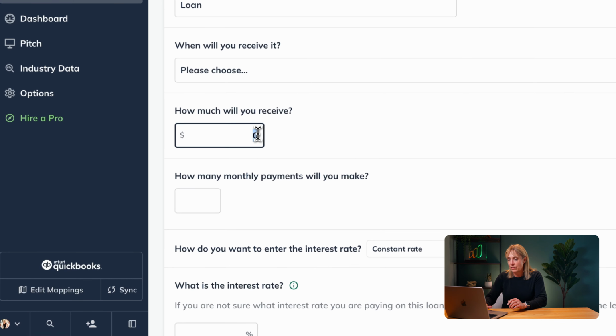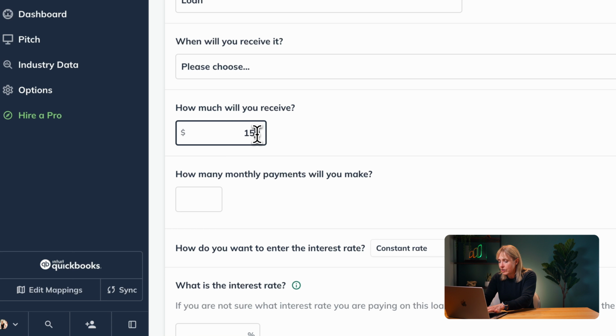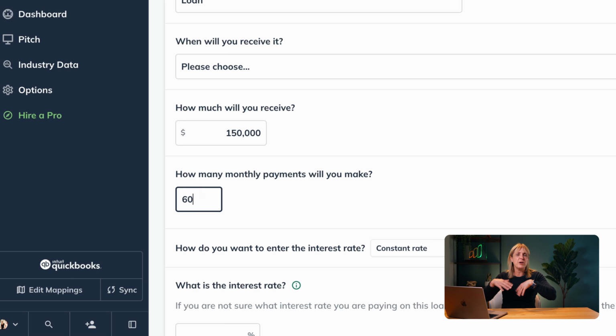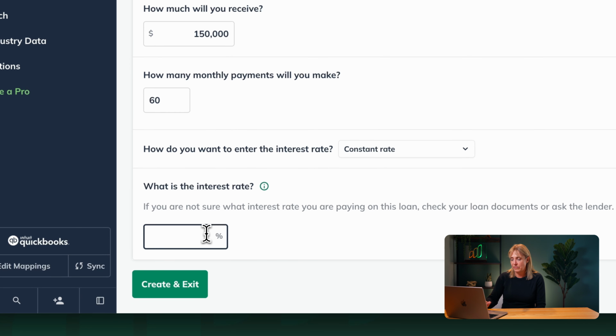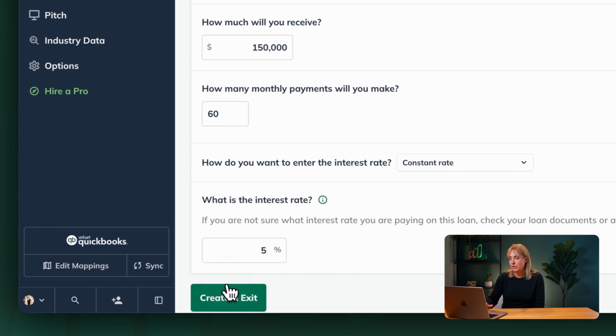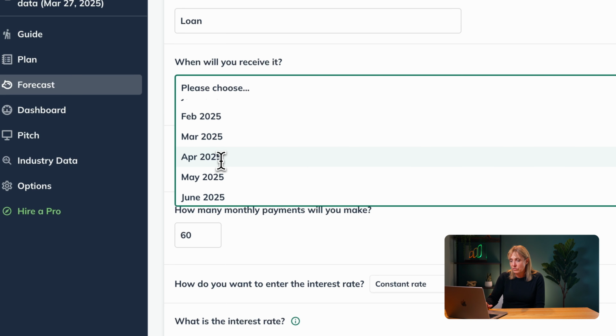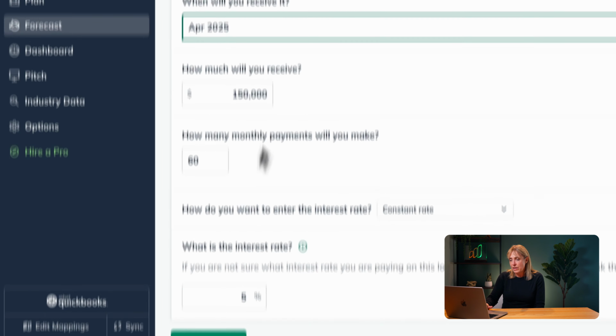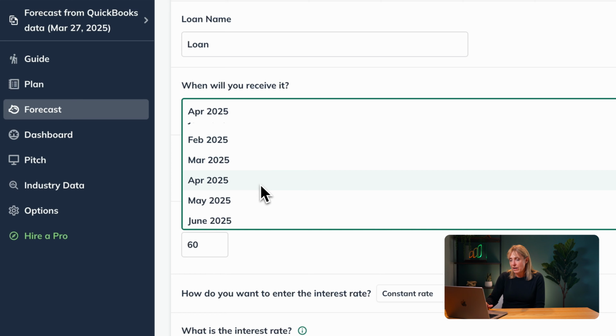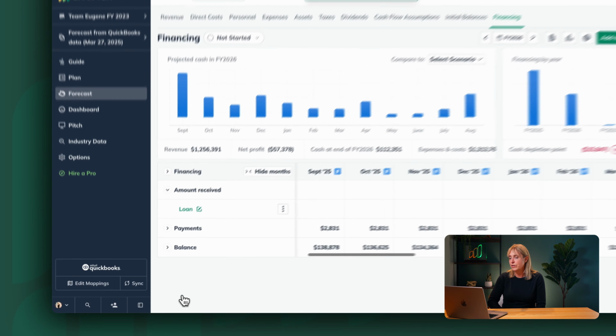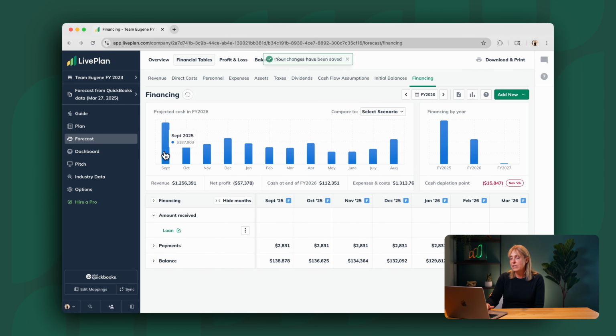I'm gonna say that I'm gonna get a $150,000 loan for my business. And for right now, I'm just gonna put a standard 60 months, 5 years to make those payments. And I'm gonna put 5% interest rate. So I'm gonna create that, and I gotta choose when I'm gonna receive this. So I'm gonna receive this in May, because it is May, and then I'm going to create it. And now you can see I have fixed my cash situation.